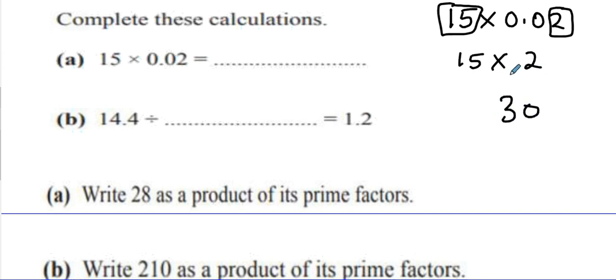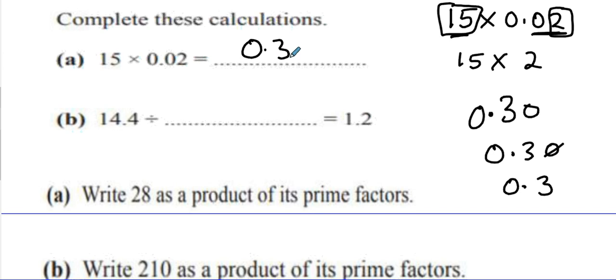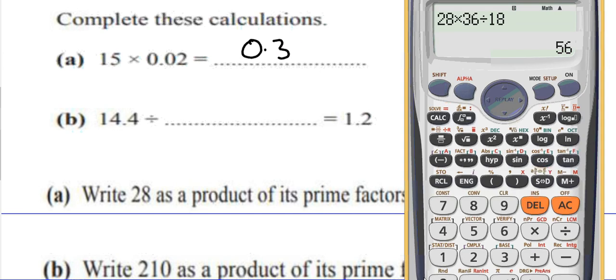Now, you have no decimal place over here, but you have 2 decimal places over here. So count 2 numbers from your right. Count 1, 2. So keep a decimal point over here. The answer is 0.30, or you can cancel that 0 and the answer becomes 0.3. So here you write 0.3. You can use a calculator to check that. 15 times 0.02 equals 0.3. So our answer is correct.